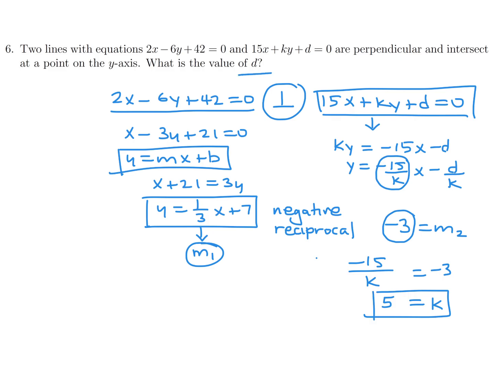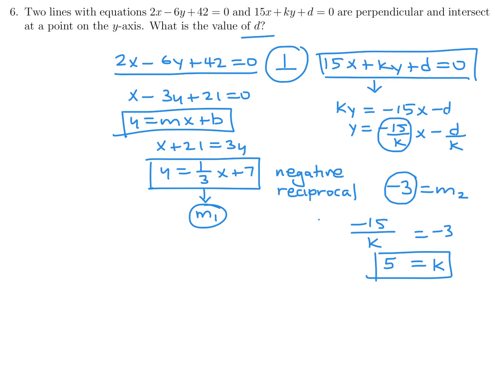Okay, what do they want? Oh, they want the value of d. Okay, so I'm not yet done. How do I get the value of d? They intersect on the y-axis. Okay, so let's just draw a little graph here.